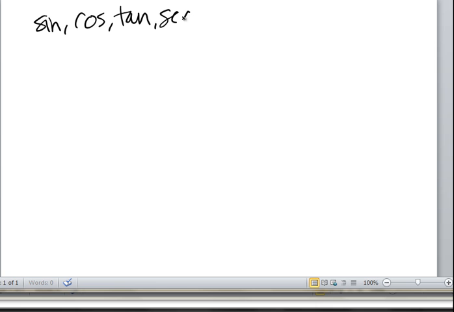Okay, so we know that there are 6 trig functions, right? We have sine, cosine and tangent, and then we also learned about secant, cosecant, and cotangent. Now, we know that some of these functions are reciprocals of the others, and then we also learned the 3 Pythagorean identities, but there is a nice little memory aid that you can use to help you remember those relationships.